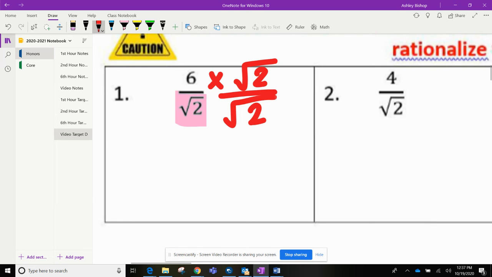6 times the square root of 2, those are not like terms or anything, so I just rewrite them right next to each other. 6 times the square root of 2 is just 6 root 2. And then pay attention to this part very carefully.